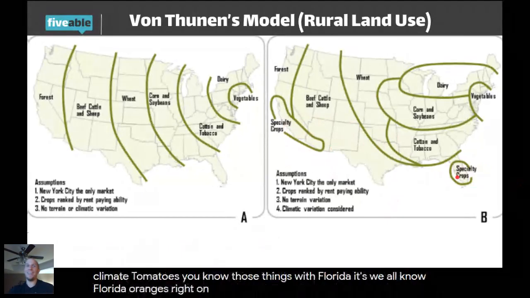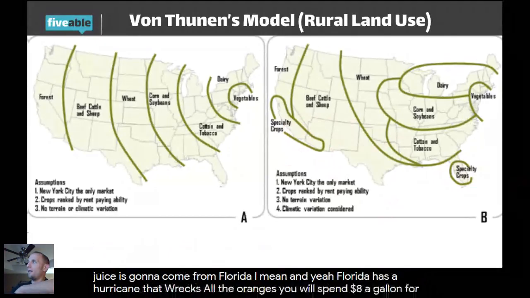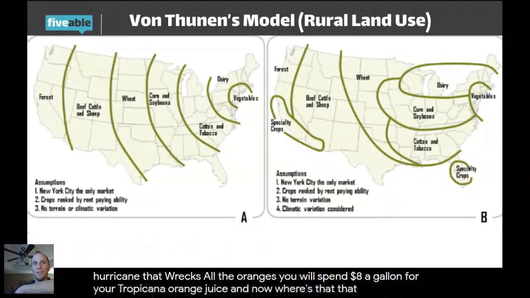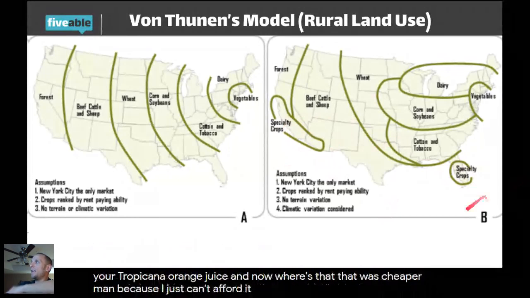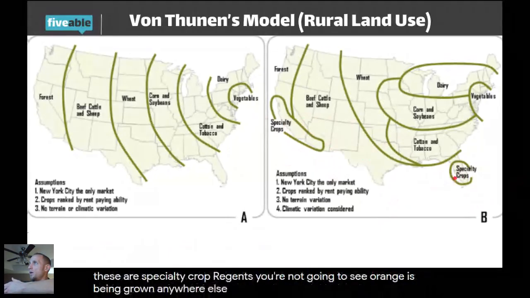If you drink any kind of big deal orange juice, it's going to come from Florida. And if Florida has a hurricane that wrecks all the oranges, you'll spend $8 a gallon for your Tropicana orange juice. Man, I wish that was cheaper, because I just can't afford it anymore. But the fact of the matter is, these are specialty crop regions. You're not going to see oranges being grown anywhere else in the U.S. You're not going to see these Mediterranean crops being grown anywhere.